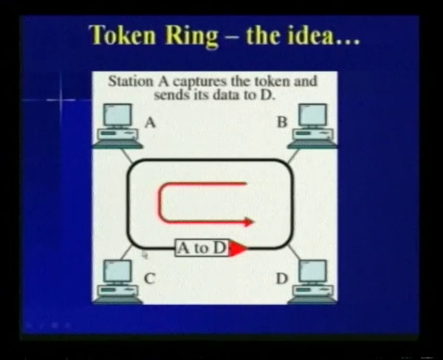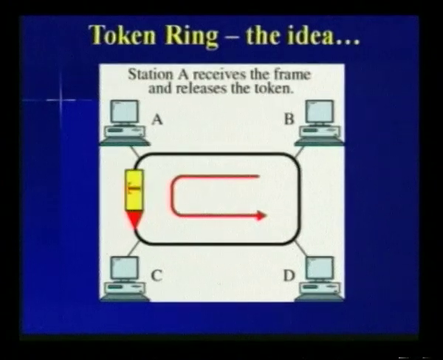Now, let us say station A captures the token and sends its data to D. The data that is meant for D will be going on the ring. When that frame passes by station D, D will copy the contents of that particular frame, and it will just send the frame along. After it has copied the frame, it sends the data back to the ring, and then station A will receive that frame and it will release the token. Once A has released the token, any other station which has to now transmit data can do so by grabbing the token. This is the idea that is used in the token ring protocol.